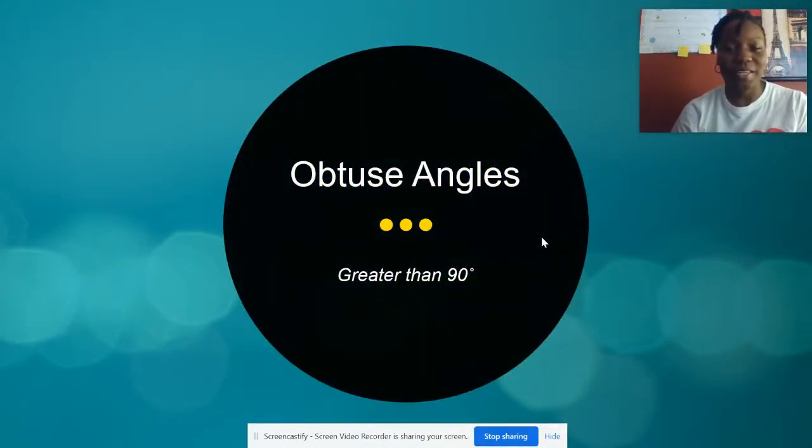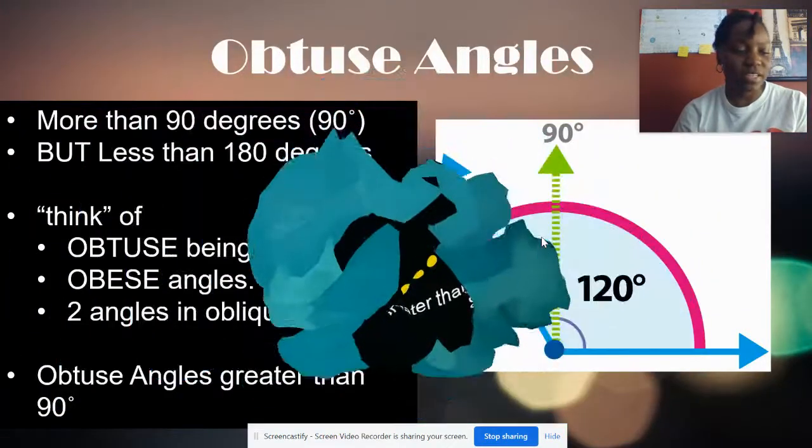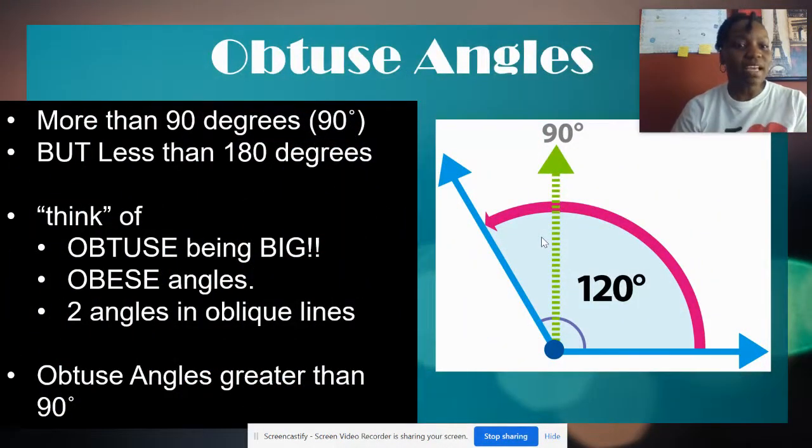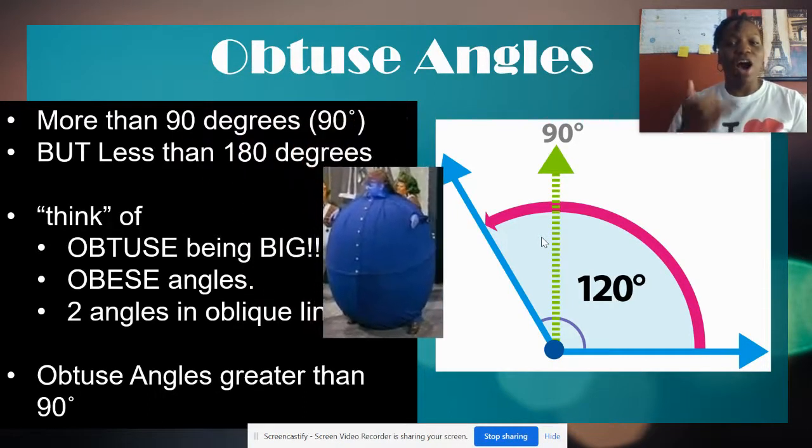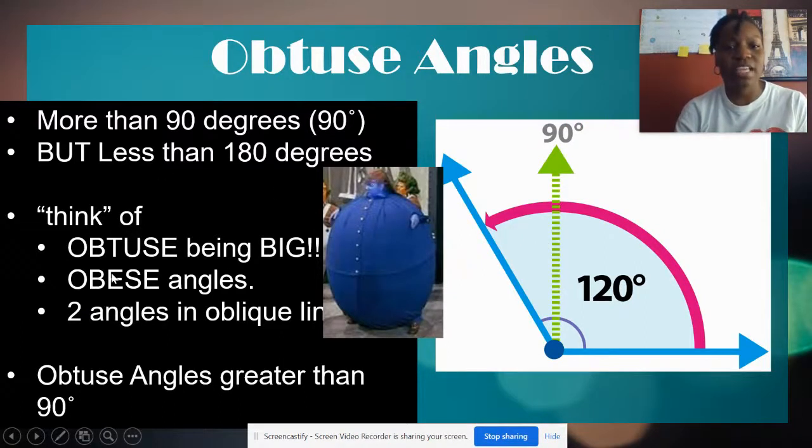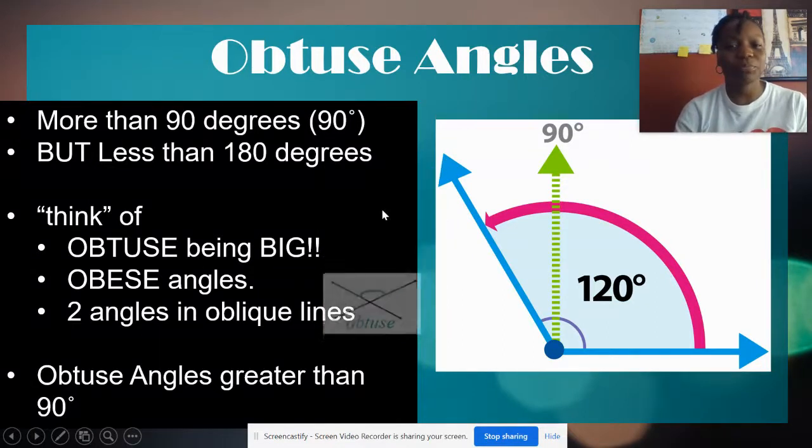Obtuse angles. Oh yes, one of my favorite angles because they are greater than 90 degrees. Think of obtuse being big. We have right angles that are exactly 90 degrees. We have acute angles that are less than 90 degrees. And then we have obtuse angles. These angles are more than 90 degrees, but they are less than 180 degrees. They're big, huge angles, right?